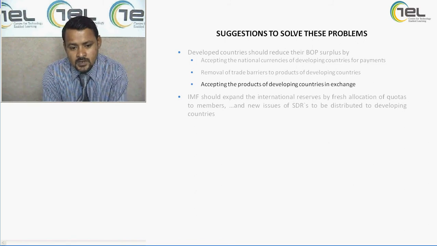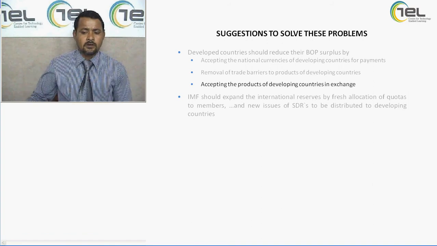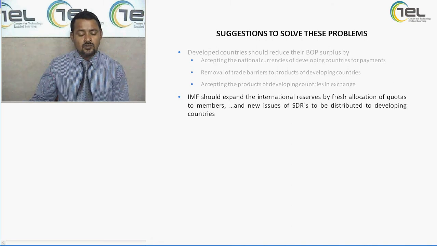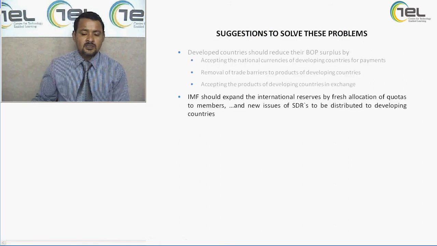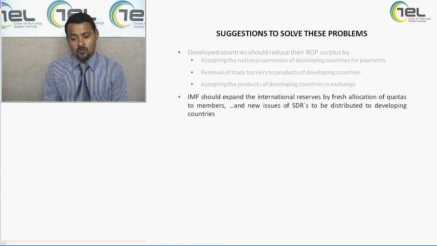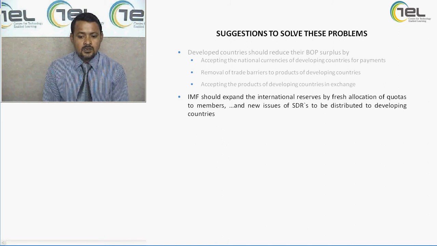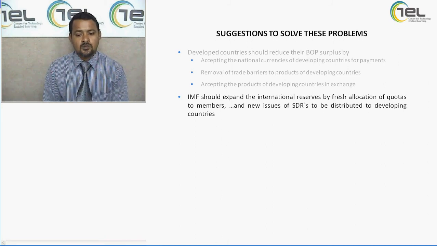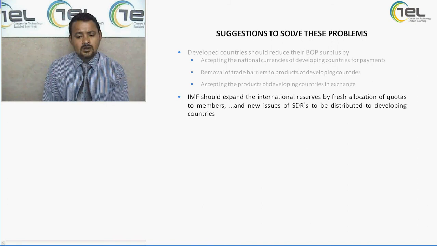At the same time, the IMF should also look forward to expanding the international reserves by fresh allocation of new quotas to members and new issue of SDRs to be distributed to developing countries. So there is a requirement, both in the IMF and World Bank, that the quotas of rich countries should be reduced and the reduction should be done in favor of developing and least developed countries. That is when more power will be transferred from a few developed countries to developing and least developed countries.